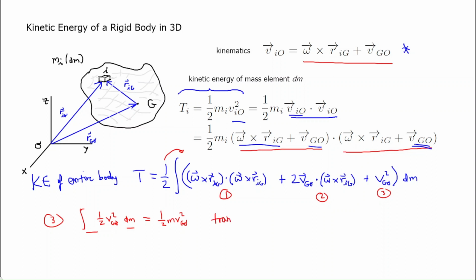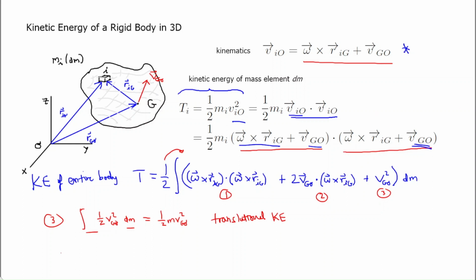I hope you recognize this as just the translational kinetic energy of this rigid body, recognizing that the center of mass has some velocity vector, v sub go. So that part is taken care of.